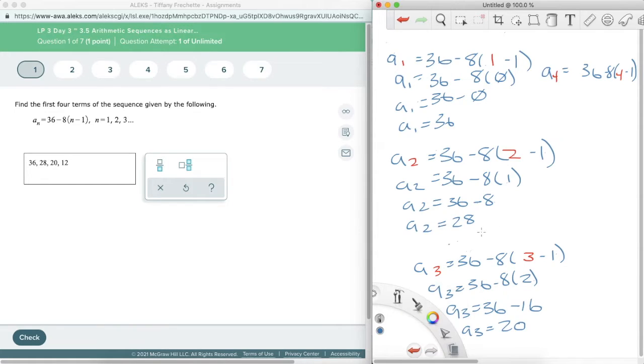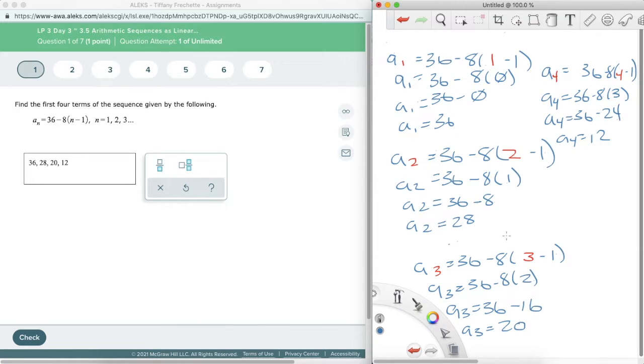And we'd have A4 equals 36 minus 8 times 3, because 4 minus 1 is 3. A4, 36 minus 24. 8 times 3 is 24, and then 36 minus 24 is 12. So there you go. I knew what that next number was going to be just by paying attention to the pattern here. I could see I'm going down by 8 each time.